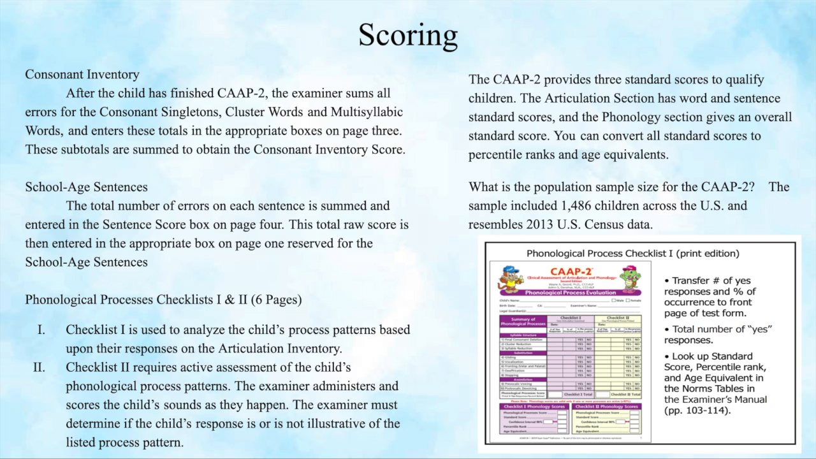The CAAP-2 provides 3 standard scores altogether to qualify children. The articulation section has word and sentence standard scores, and the phonology section gives an overall standard score. You can convert all standard scores to percentile ranks and age equivalents. The population size for CAAP-2 is the sample, which included 1,486 children across the U.S. and resembles the 2013 U.S. Census data.